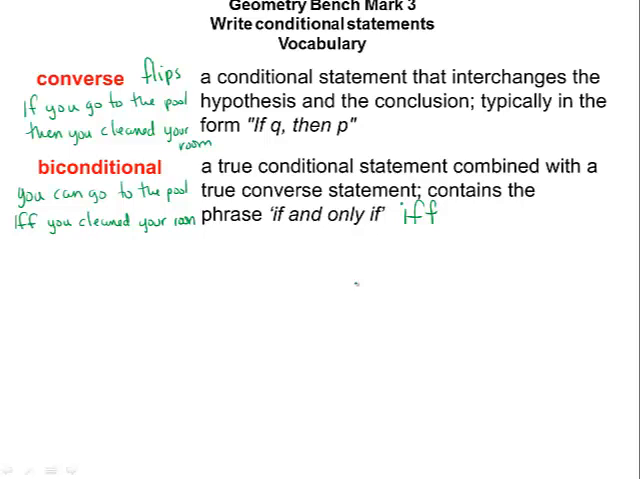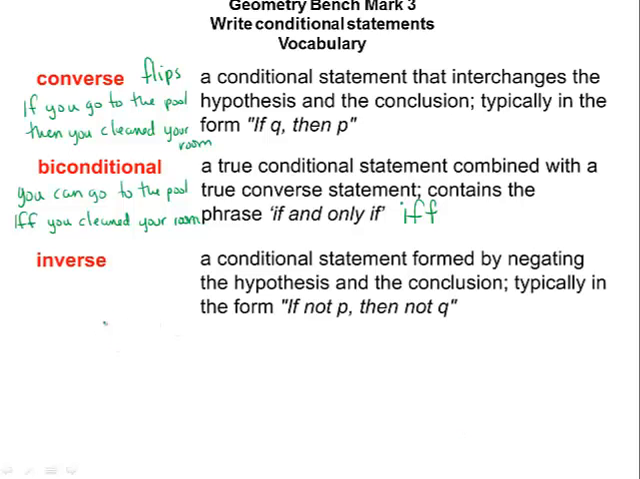Oh, that stinks. That would be a counterexample, though. Yeah. That would make the statement false. Any counterexample makes it false. So if the pool was closed, the statement would be false that day. But biconditionals can only happen if both ways are true, both the original and the flipped.